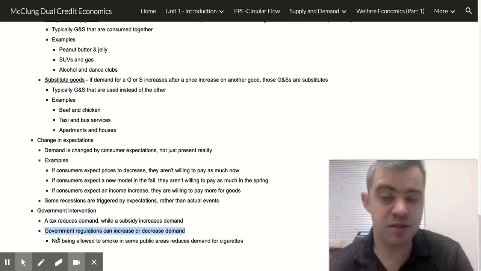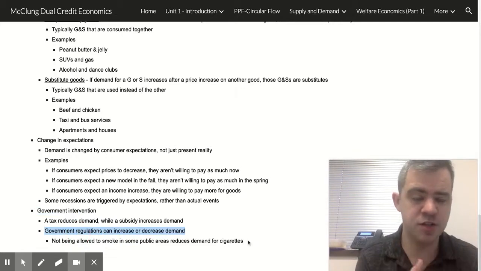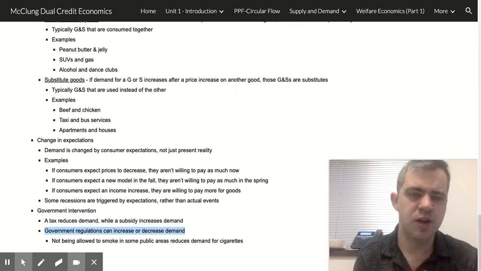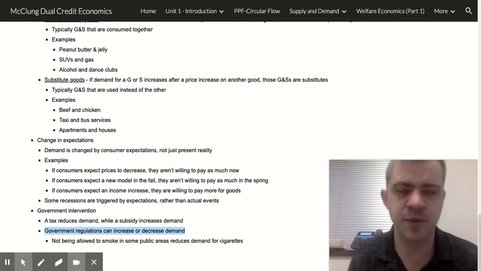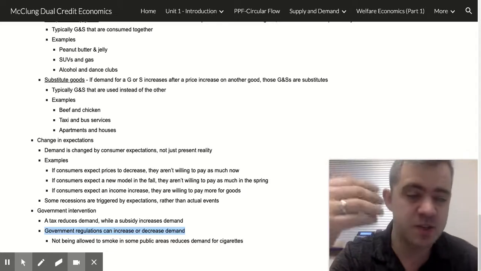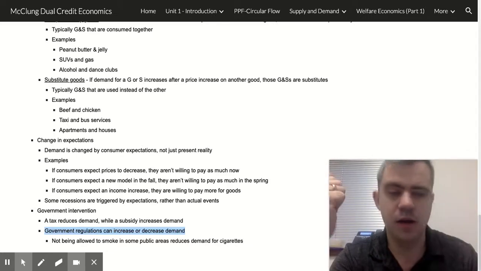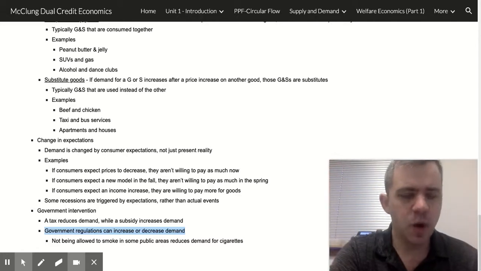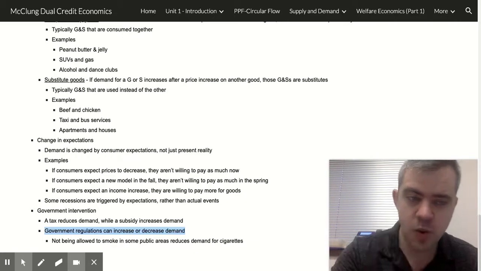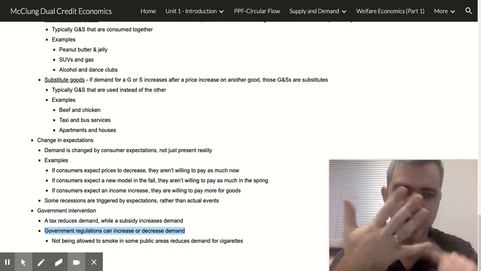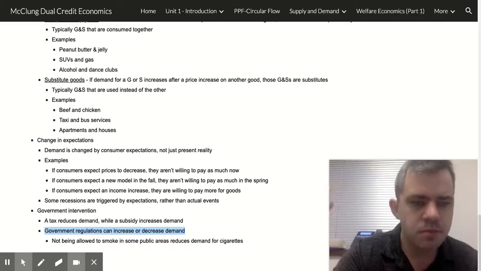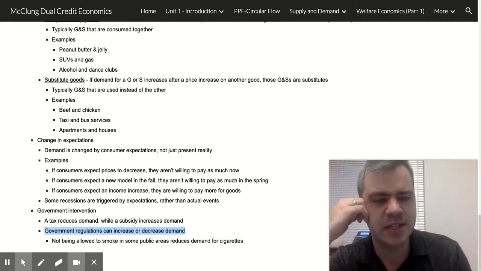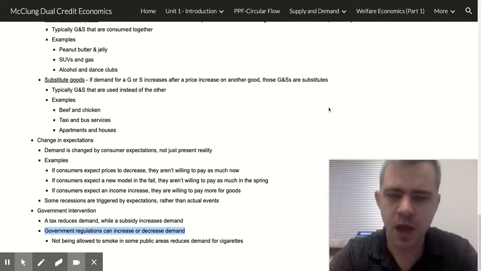And government regulations can change demand. If we say you can't smoke in all of these different places, well, people go, well, if I can't smoke here, here, here, here, here, then why am I even buying these things? Or if all of a sudden governments say, hey, you have to wear masks to go here, here, here, here, here. Well, all of a sudden people are buying masks. It increases the demand for that.